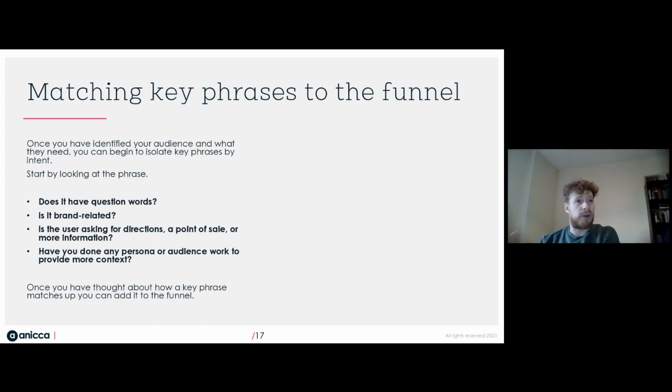Are they asking for directions, a point of sale, or more information? Is it for directions? It's navigational. Is it a point of sale? They're looking for conversion. Is it for more information? It's informational. They're really basic questions, but it's important to look at them each and then consider which group the key phrase fits into and how it maps onto the funnel.